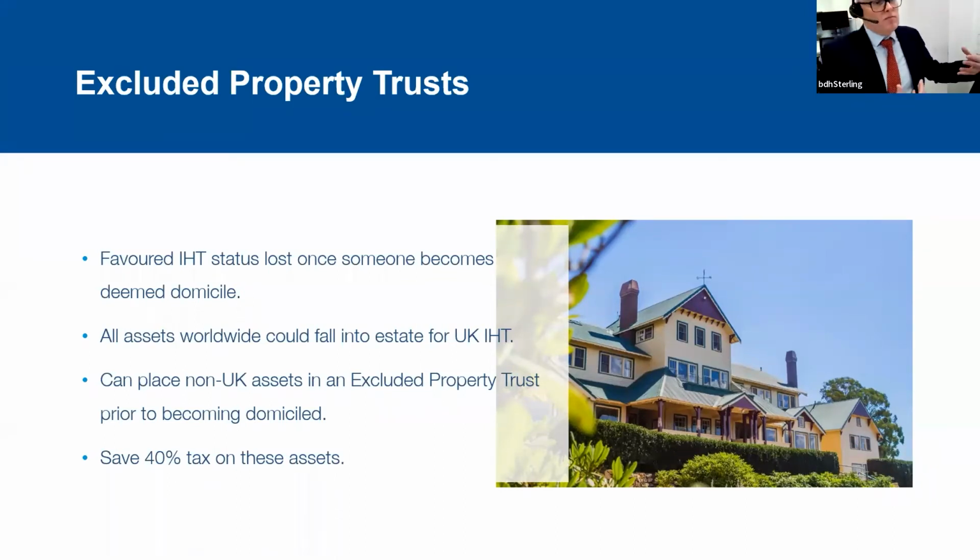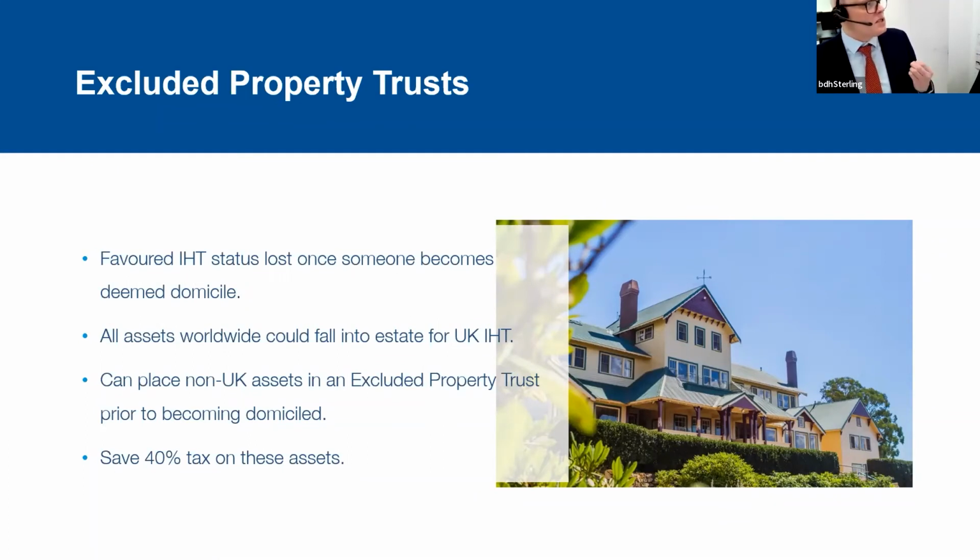So moving on to the trust that I was talking about earlier, if an Australian becomes deemed domiciled in the UK, then the favoured IHT status, which Kevin touched on before, no IHT in Australia, can be lost if you're considered a UK domicile, which means all assets worldwide could fall into the estate for UK IHT purposes upon your death. And again, that would include any assets that you accrued in Australia or any other part of the world for that matter.